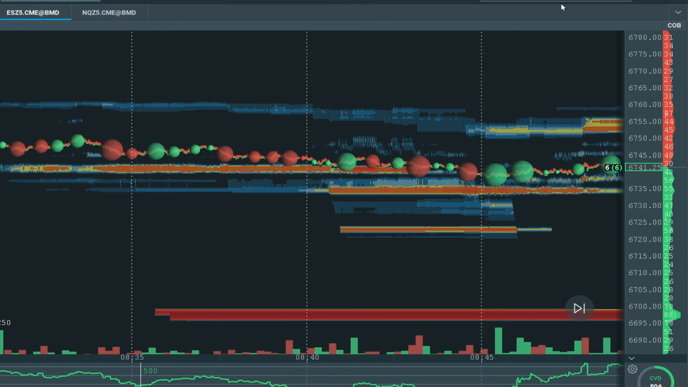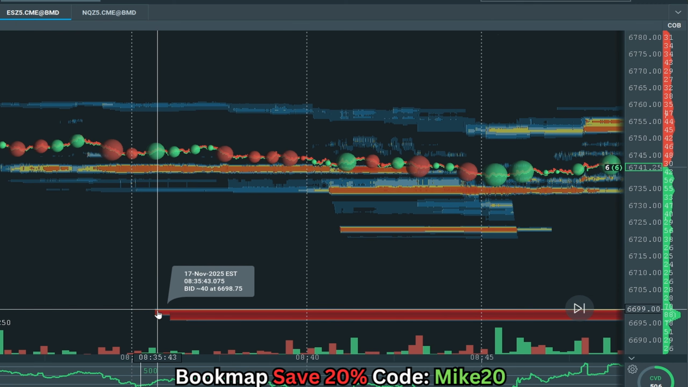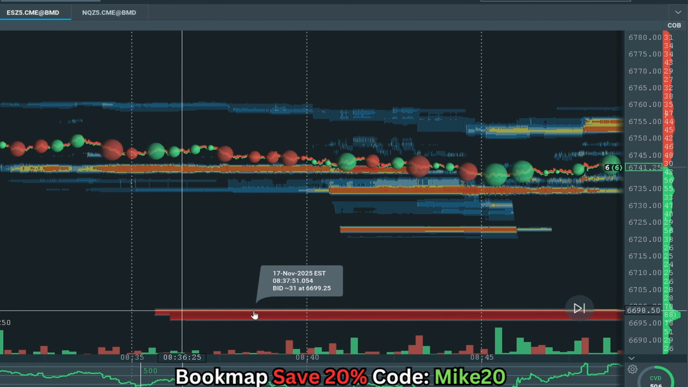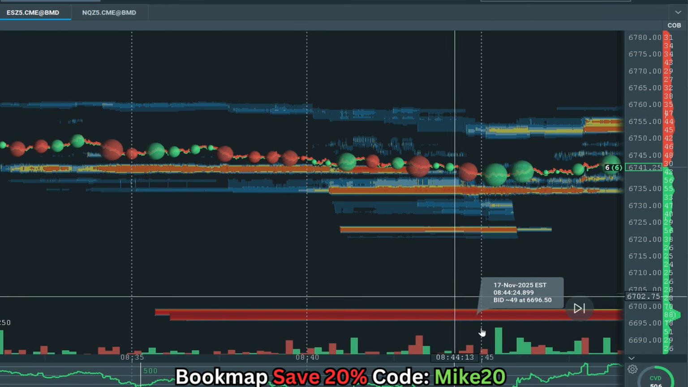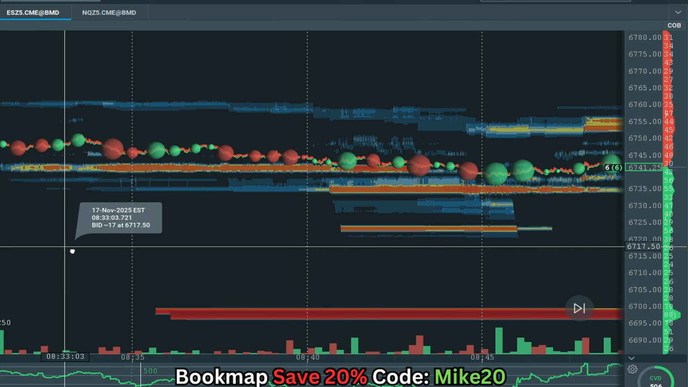Well, before we go over and look at entries, I want to bring something else to your attention. Once the day started getting started, look what we have starting at 8:30 in the morning. Look what we have right down here, right around that 6,700 price point. We are starting to build liquidity down there. Now, just like the GEX levels, liquidity, which we can see on Bookmap, also provides high probability targets.